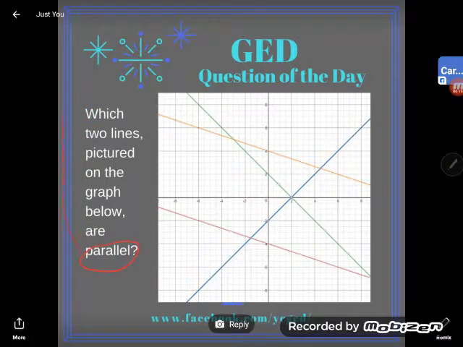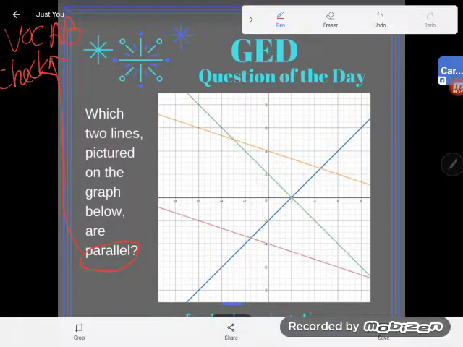Really, guys, this is a vocab check. Do you know what I mean by parallel lines? Now, I've actually been involved in conversations where people argue about this definition, and it depends if they're doing three-dimensional or two-dimensional geometry.